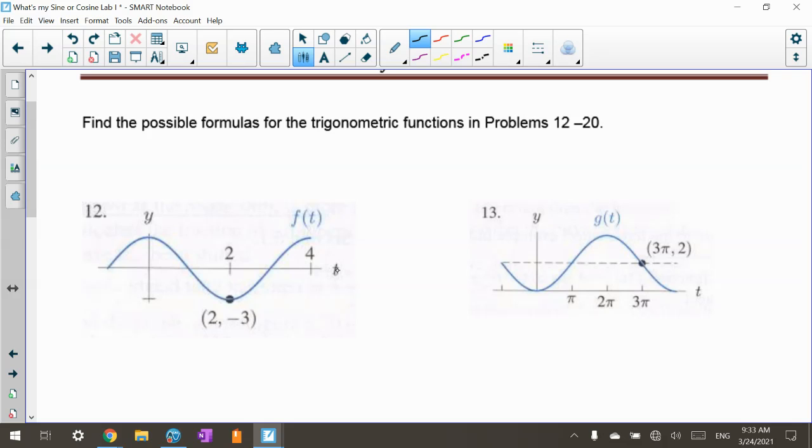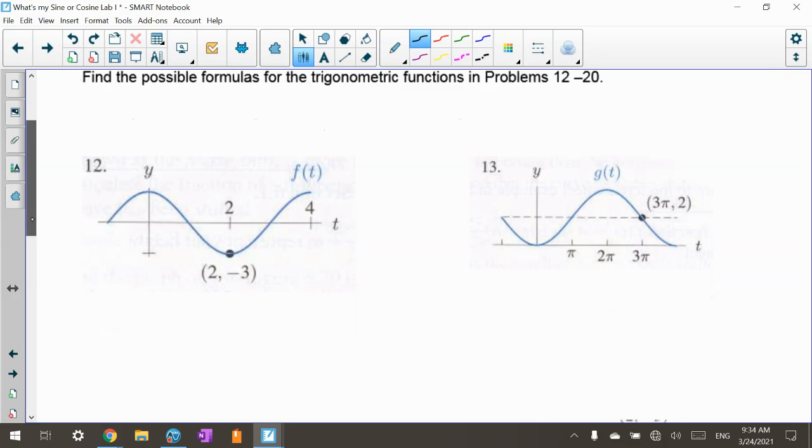Like in here, it's t and y, or t and f of t, t and g of t. So I want to make sure that when you do your equation that you keep that in mind. And remember, we're going to use sine, cosine, negative sine, or negative cosine. I've done numerous videos on this.